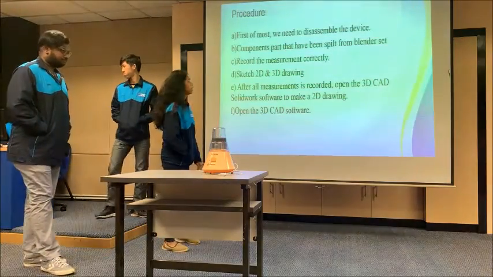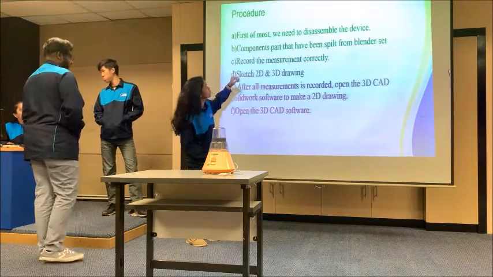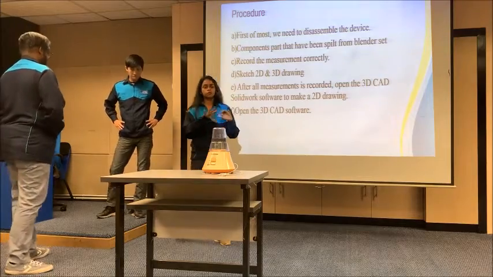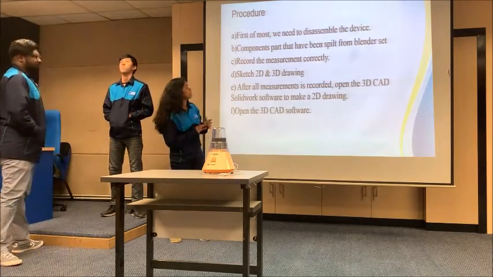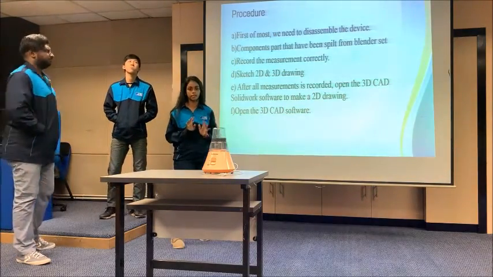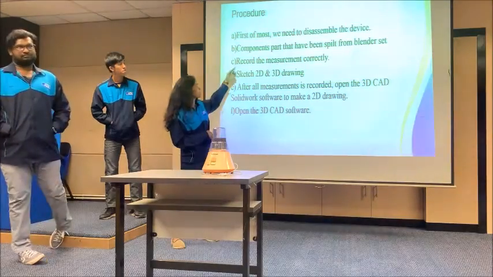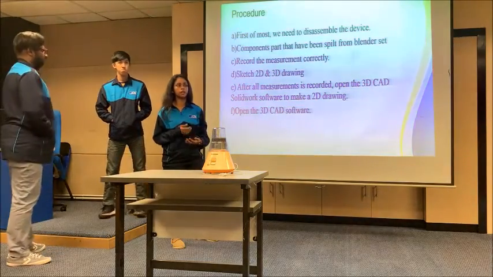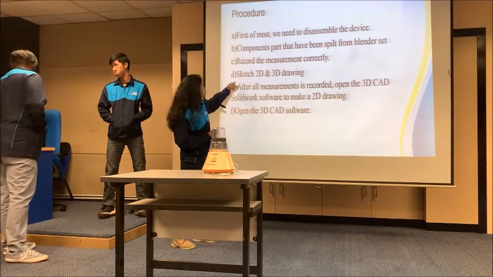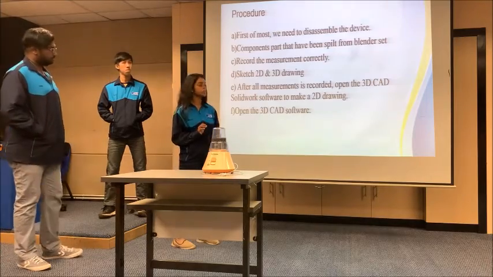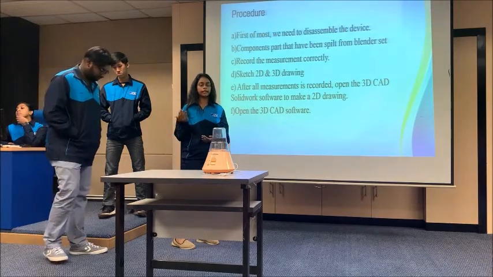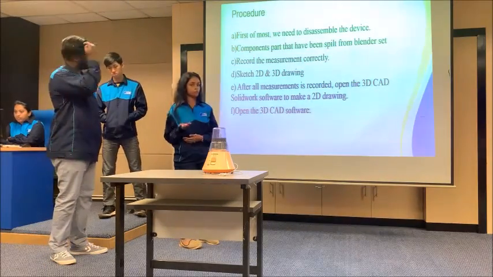Okay, procedures. First of all, we need to disassemble this device, which means we separate it into parts so that we can take the different components. There are 9 parts in this blender. After that, we have to record the measurements correctly using a measuring tape, ruler, and so on. Then sketch 2D and 3D drawings. For the 2D sketch, we use pencil and A4 paper as usual. Later on, we will attach it in our report and submit it to sir.